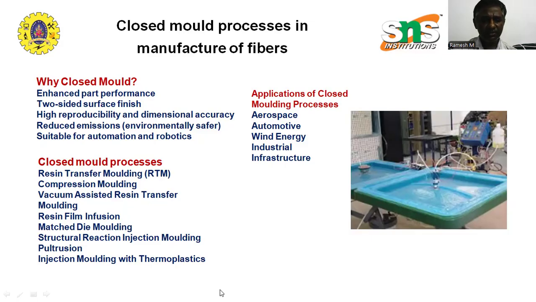So these are the closed mold processes. The main things are superior quality, environmental safety, repeatability, complex shapes, and automation readiness. These are the main advantages of closed mold processes when compared to the open mold process. Finally, as a summary, closed mold processes have revolutionized the production of fiber reinforced composites, offering superior mechanical properties, excellent surface finish, and efficiency in mass production.